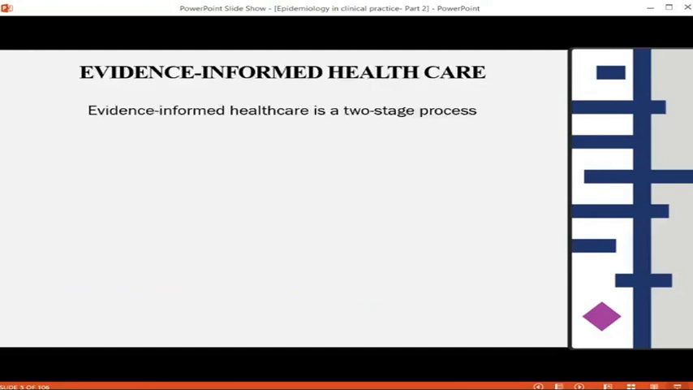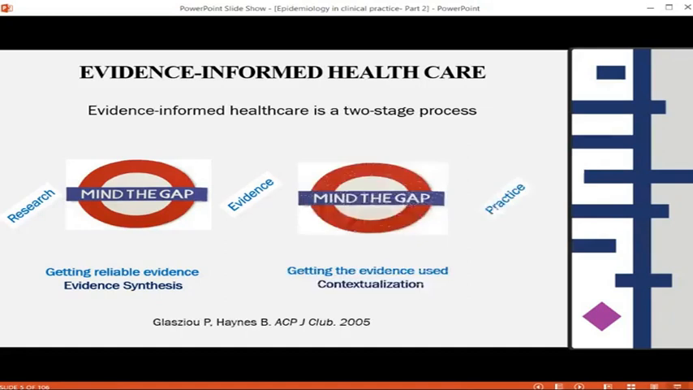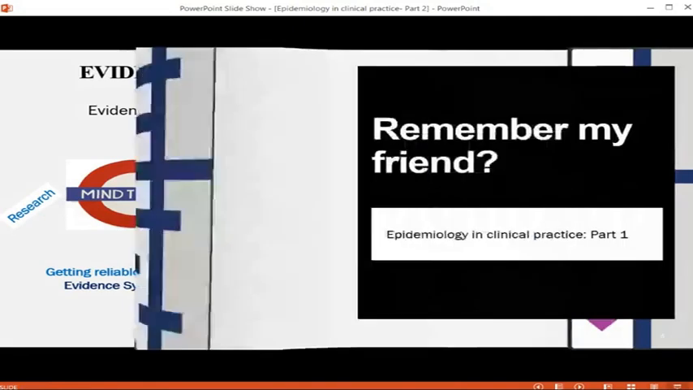So that way, if you look at it, it's a two-stage process where you first need to get reliable evidence from what is published as research, which is relevant to your need. This you do by synthesizing the evidence from all the studies addressing those questions. Then you make the decision about should I use the evidence, which is how you contextualize it. And these two are clear processes which we will discuss today.